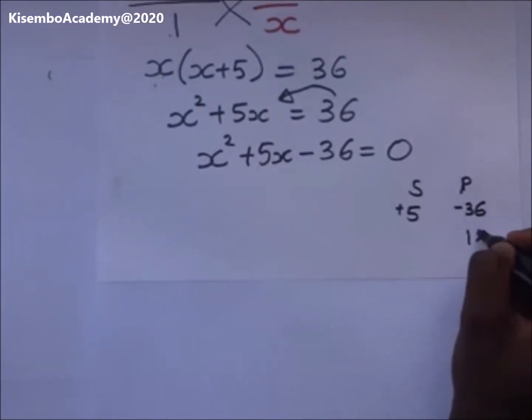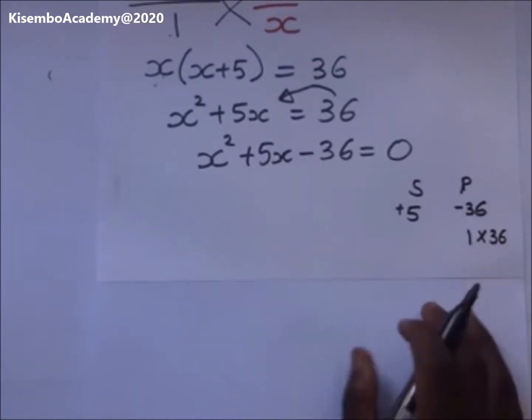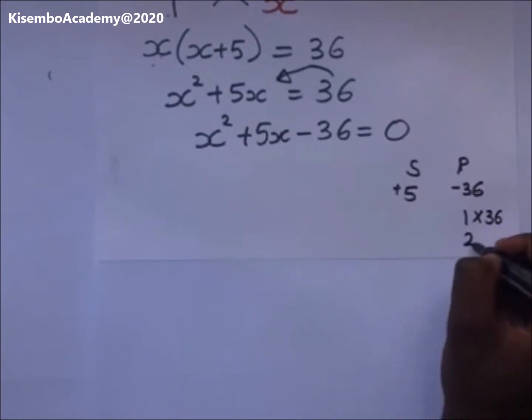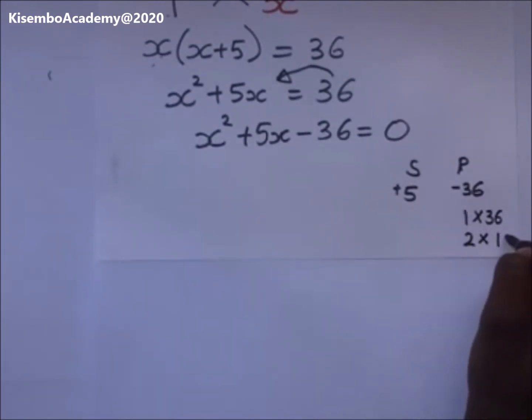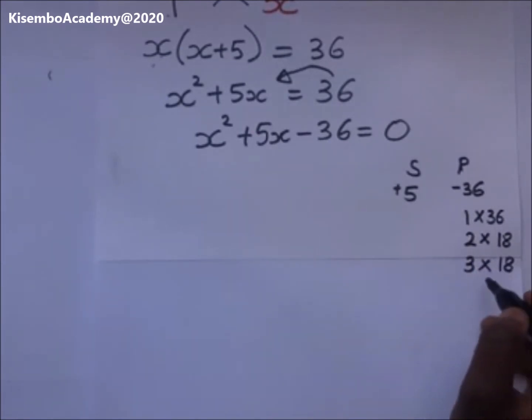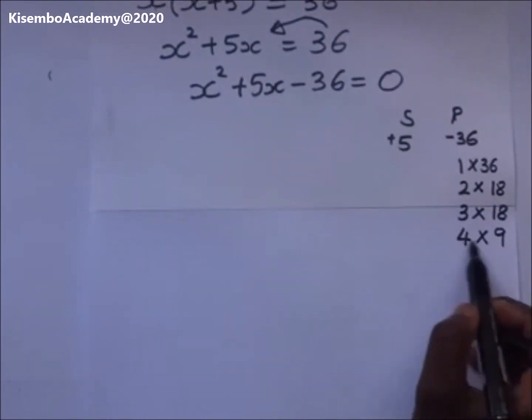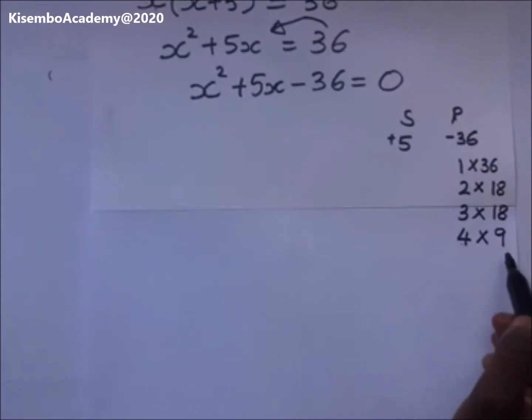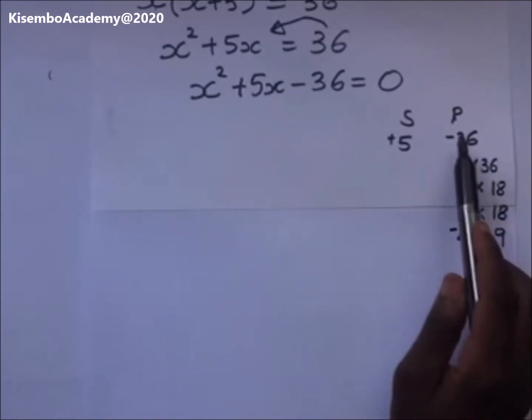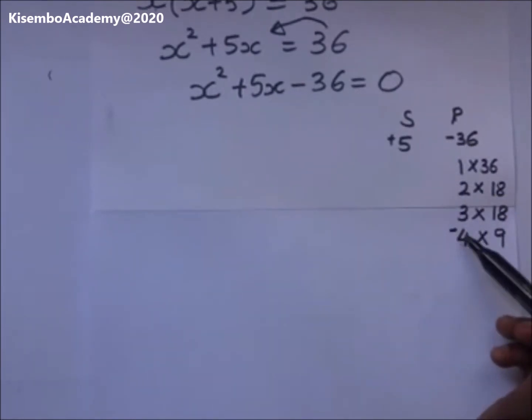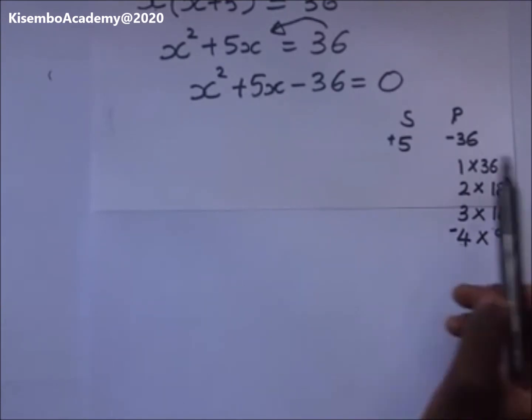We have 1 times 36 as one of the factors there. Then we have 2 times 18. Then we have 3 times 18. Then we have 4 times 9. Now if you look at 4 times 9, if you manipulate these two numbers, and let's say you made 4 a negative. Negative 4 times positive 9 will give us negative 36. Negative 4 plus positive 9 will give us a positive 5.